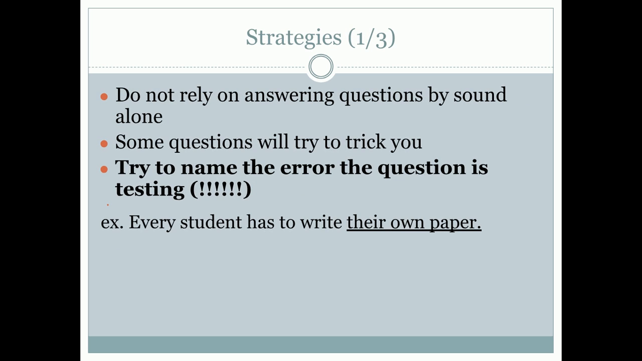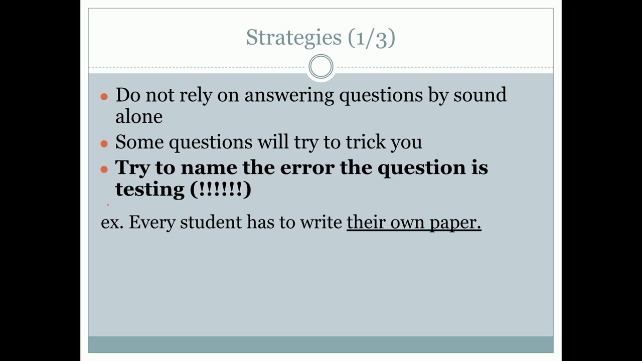So, some strategies. The main purpose of this slide deck is to give students a number of strategies for tackling this portion of the test. The first main strategy is don't rely on answering these questions by sound. I said this earlier in the video of going through the note. Students shouldn't be answering questions based on what sounds correct.